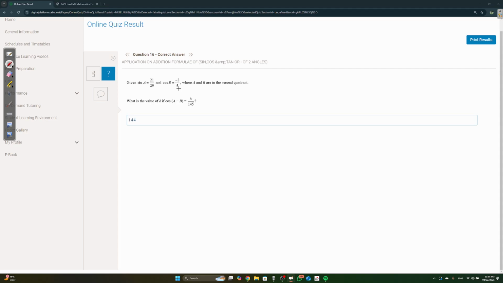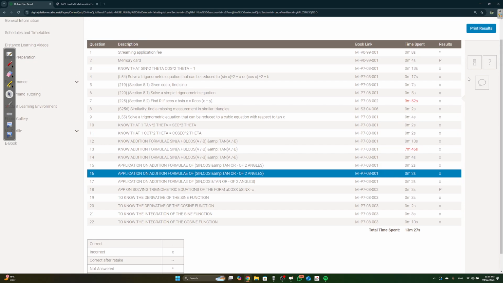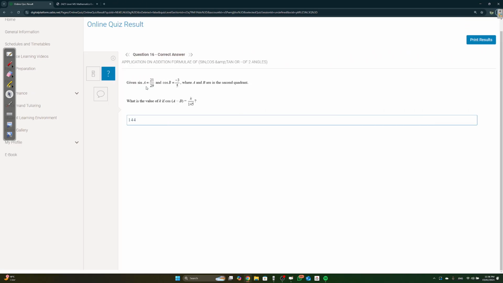Question 16. Here, how many questions? 22, are? Yeah, 22. This is given sine A is 21 over 29, cosine B is minus 3 over 5. Second quadrant. I'm going to go through this faster, okay? Cosine A minus B, cosine A cosine B plus sine A sine B. Obviously, we need sine B and cosine A. Let's first find cosine A.